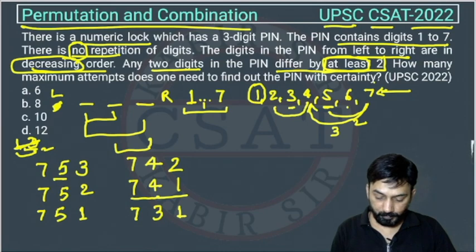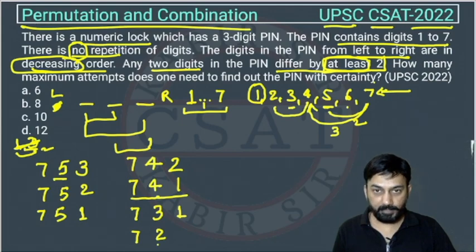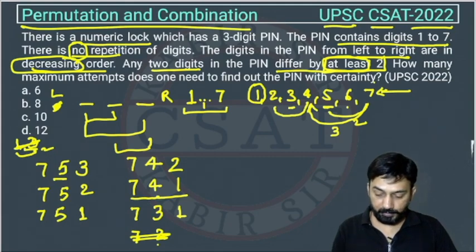Now can we take 7 and 2? If we are taking 2, we cannot take 1 here, right? So with 7, 2 there is no possibility. So 7, 2 is not possible. Now if we are not starting with 7, the password can start with 6. If the password is starting with 6, the next digit will be 4, and after 4 the next digit will be 2.